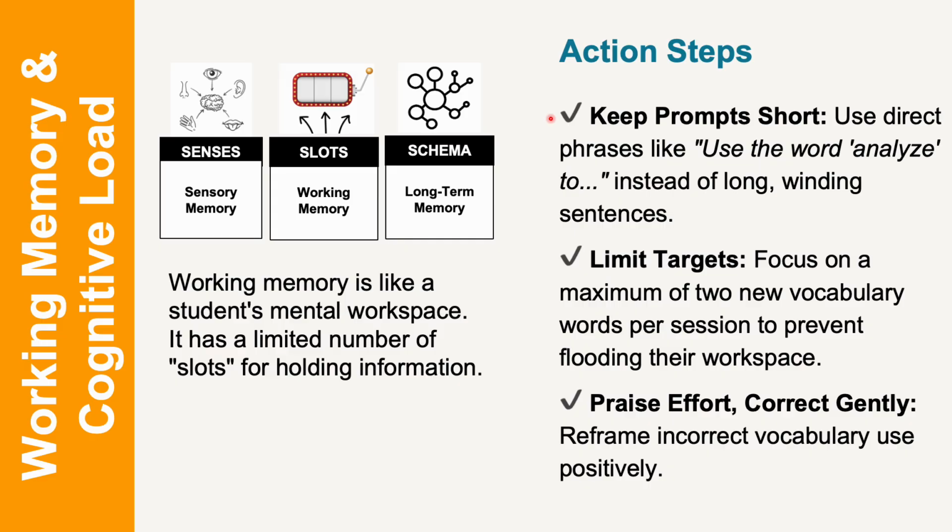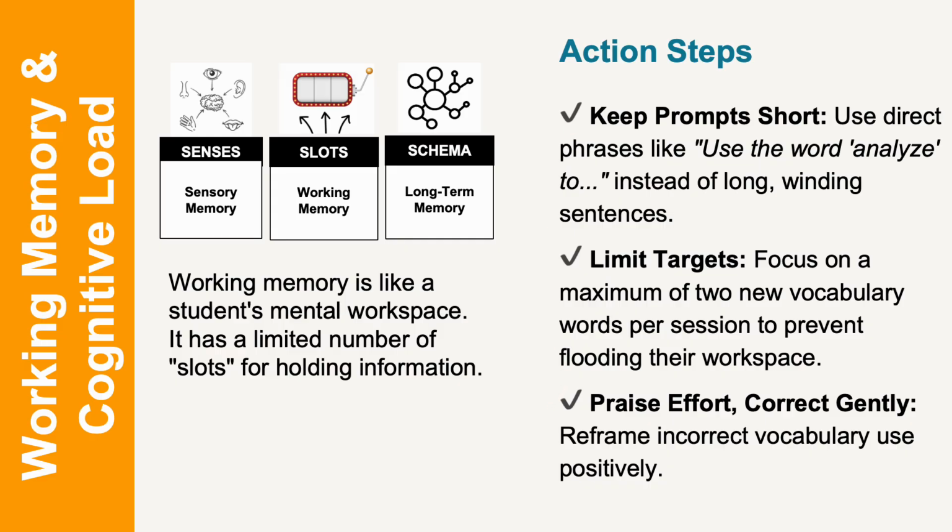First, keep prompts short. Use concise, direct phrases like, "use the word analyze to describe this graph," instead of long-winded sentences that eat up all their working memory slots. Second, limit targets. Focus on a maximum of 2 new words per lesson to prevent flooding of their workspace. And third, praise effort, correct gently. If a student uses an academic word incorrectly, validate their brave attempt immediately and gently reframe it contextually.